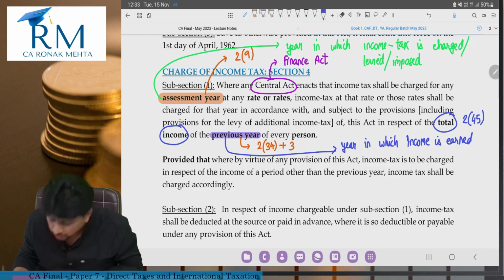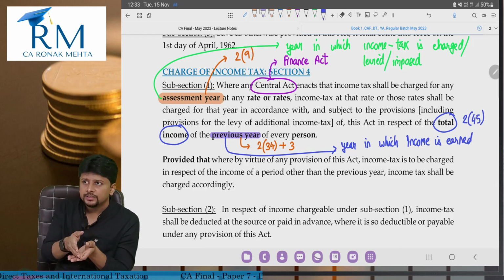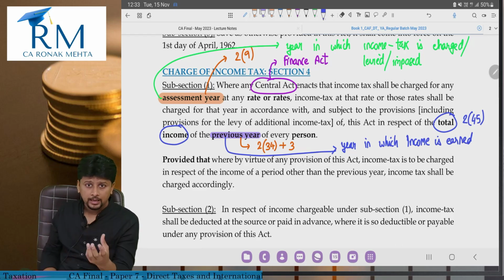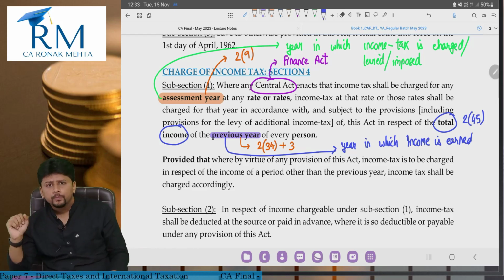The definitions don't give you any meaning. Assessment year is a period of 12 months. Previous year is the year immediately preceding the assessment year. They don't give you the meaning. They can at best help you to create an example.